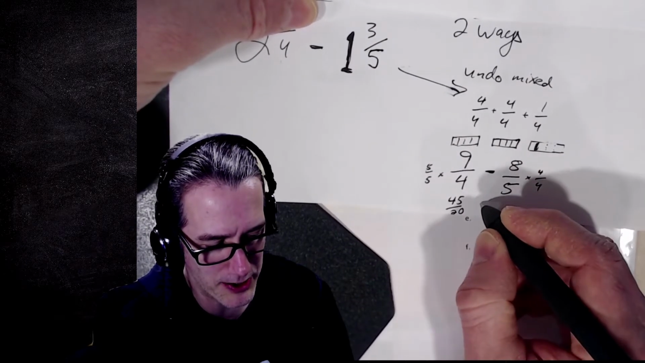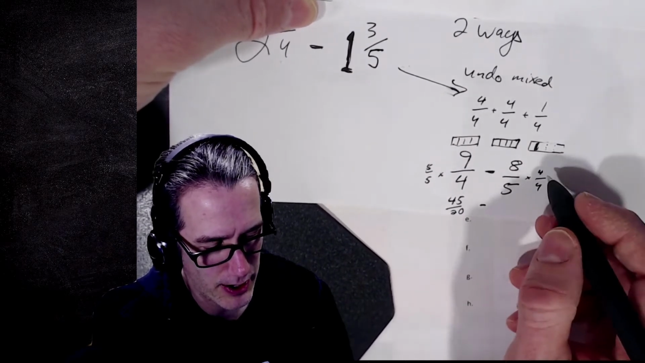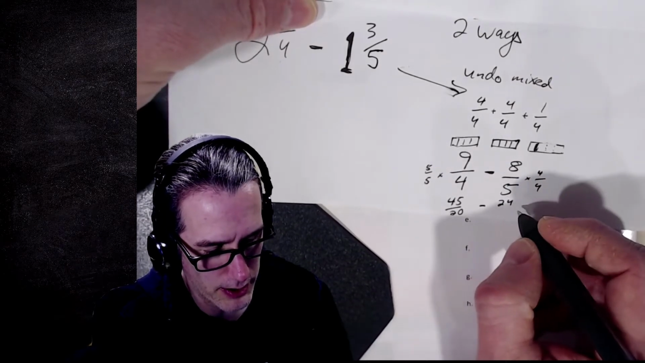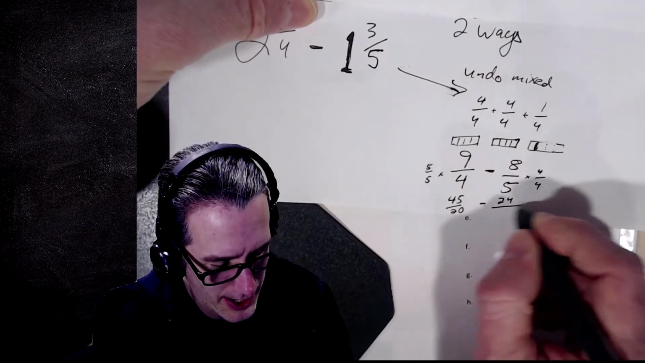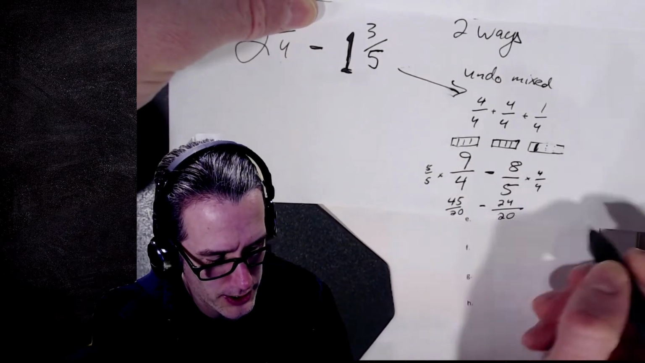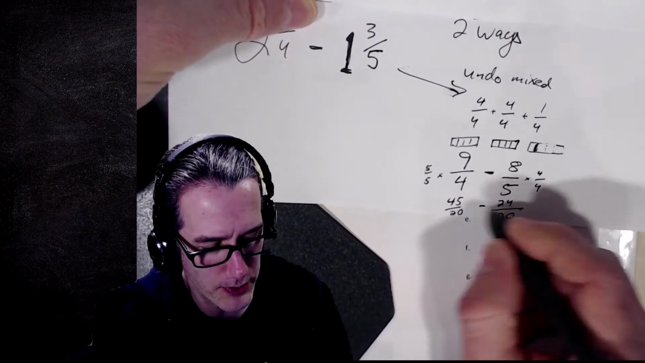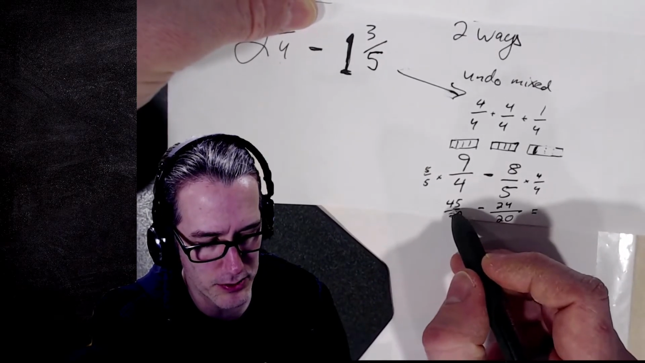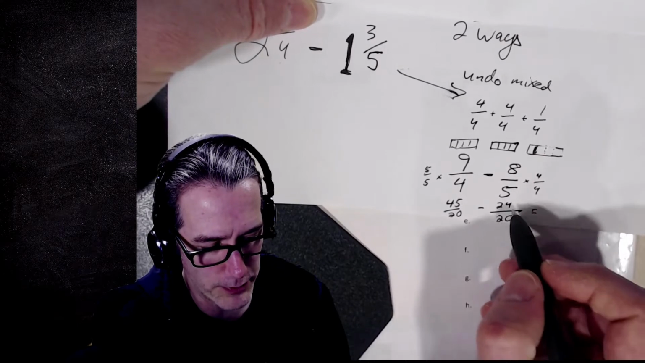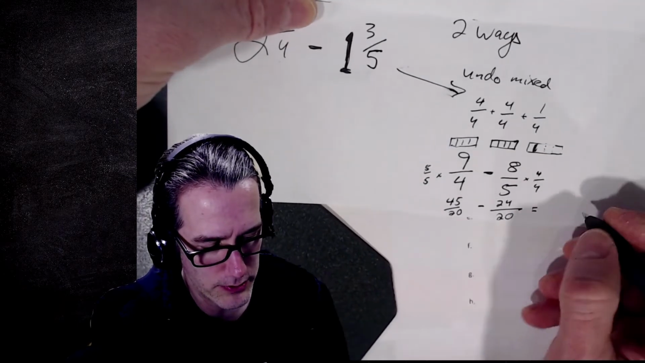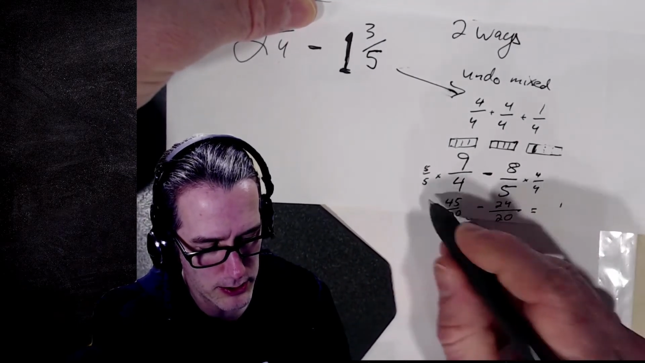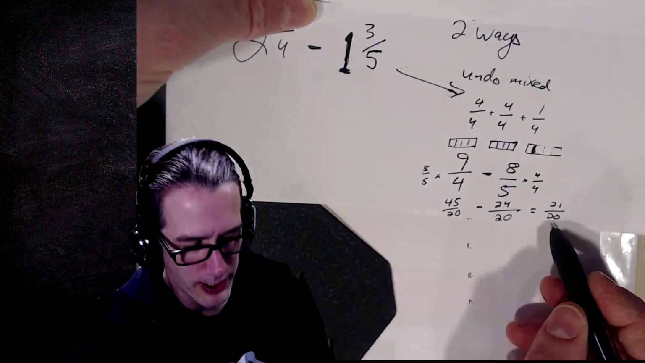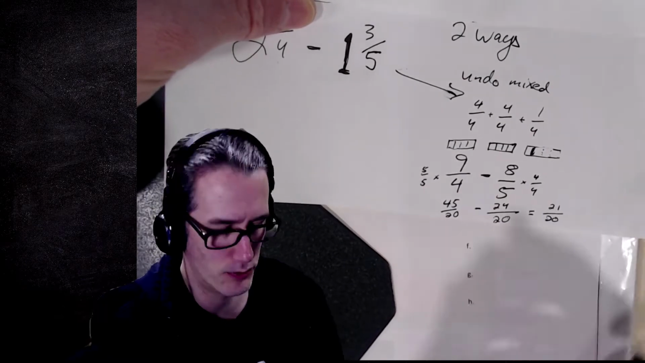I'm running out of space, sorry. And on the other side, I've got 4 times 8, which is 32? No, 5 fours is 20. Correct me if I'm wrong. 8 times 4 is 32, and 5 times 4 is 20. We've got our denominators now at 20, and we have the numerators calculated out. So it simply becomes 45 minus 24. Okay, well, the 4 away leaves 1, and then the 2 away from that leaves 2 left, so 21/20 would be my result.